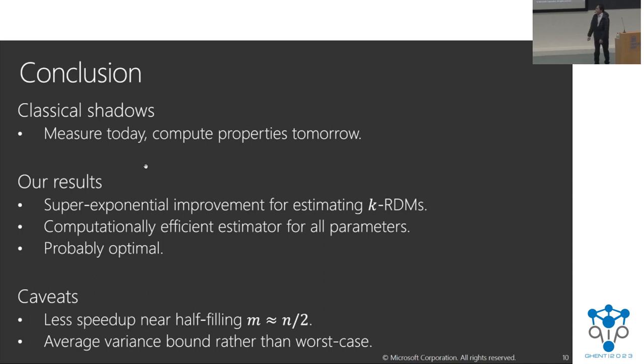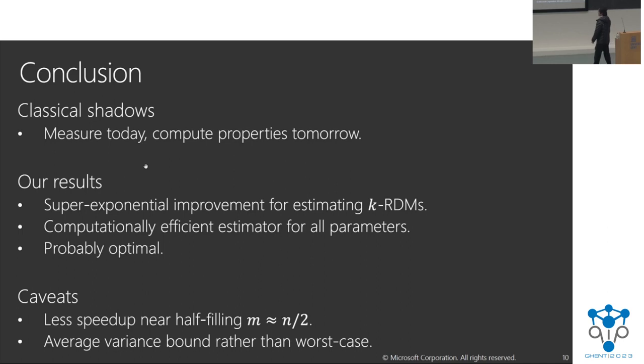So, to summarize, for the purposes of computing KRDMs of fermions, we can claim that we have a scaling that is independent of system size. It only depends on the number of fermions. This is an analogy to the qubit results, and I hope it's going to be very useful. The estimator is computationally efficient, so it's something that you can actually use in practice. I think it's optimal, but somebody here can also prove it.